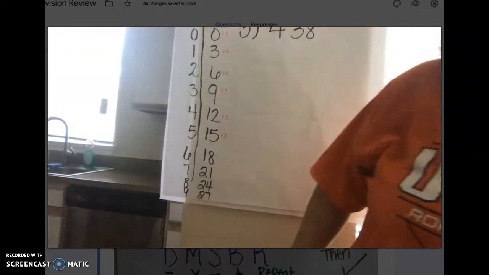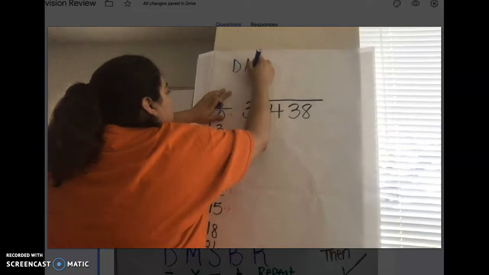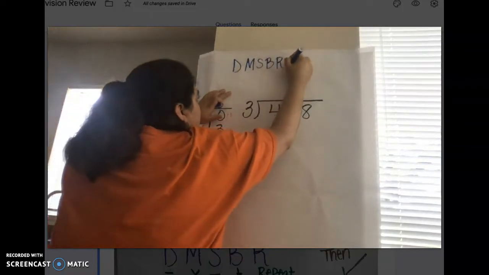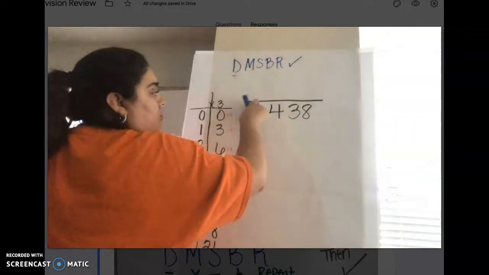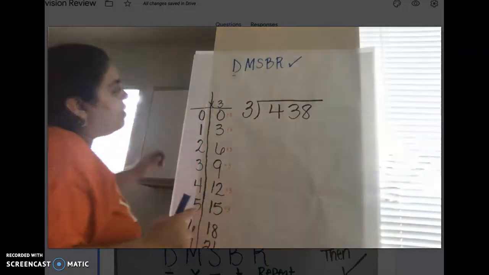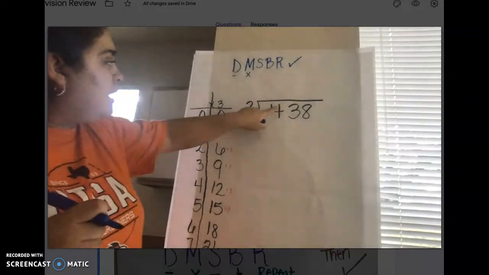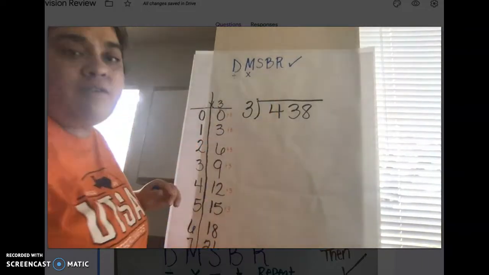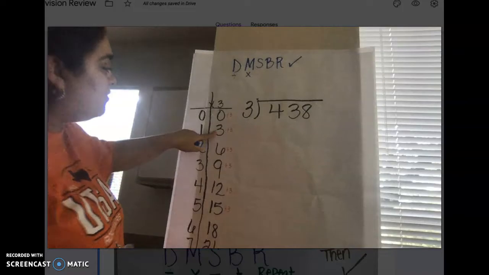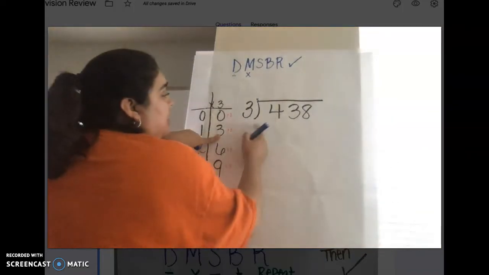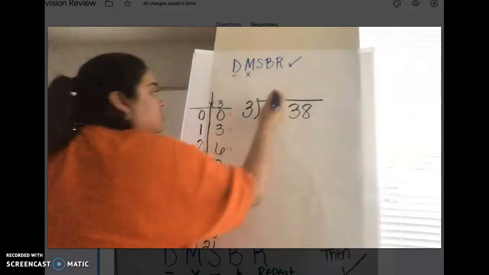So now let's divide. Remember the acronym: divide, multiply, subtract, bring down, repeat, and check. So first, divide. How many times can 3 go into 4? In order to answer that, I always tell the kids that divide and multiply kind of go together. Look at your tops and bottoms. Which digit is closest to 4? We're in between 3 and 6. 3 is closest to 4, but 6 is way over 4. So my answer will be 1. I'm going to put a 1 on top.